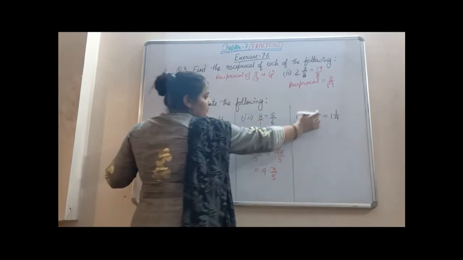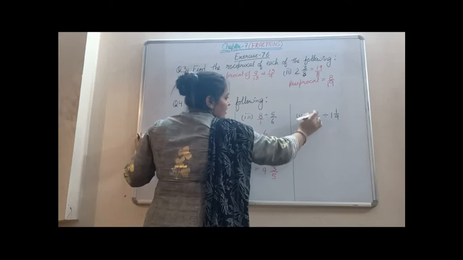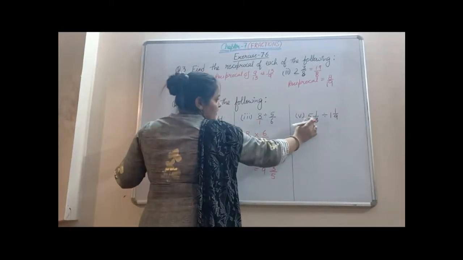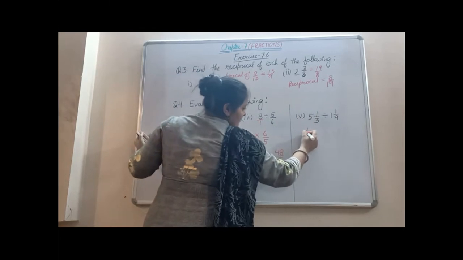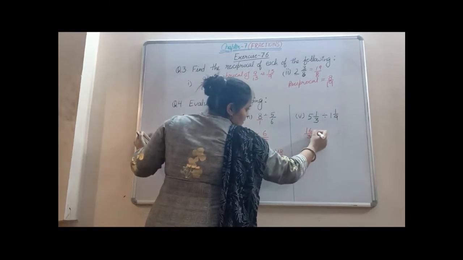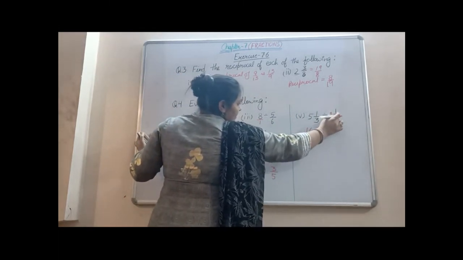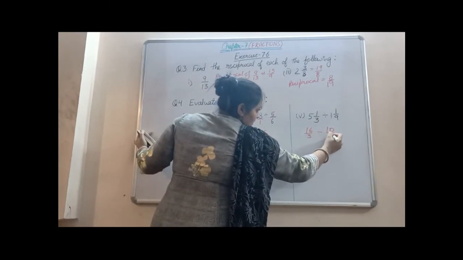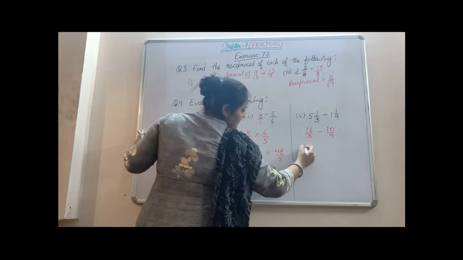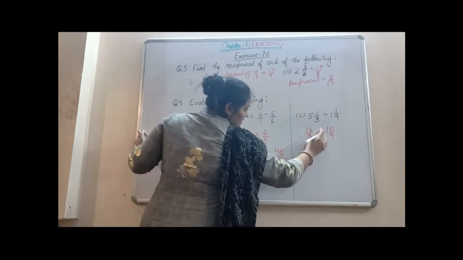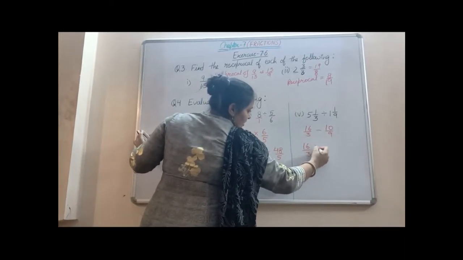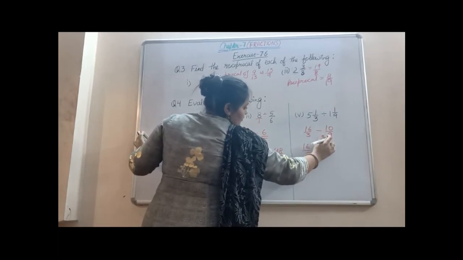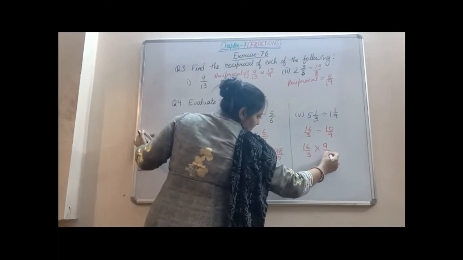Now fifth part, first convert these mixed fractions 5 1 by 3 and 1 1 by 9 into improper fractions. 5 3s are 15, 15 plus 1 is 16, 16 by 3, divided by 9 1s are 9, 9 plus 1 is 10 by 9. Now first fraction will remain the same. Division sign converted into multiplication, and the number after this is reciprocated. So this will be 9 by 10.